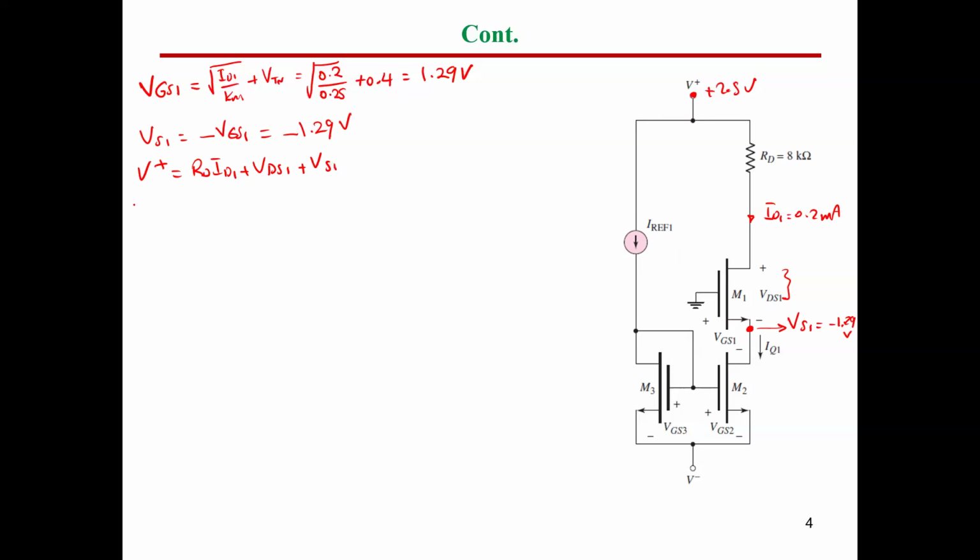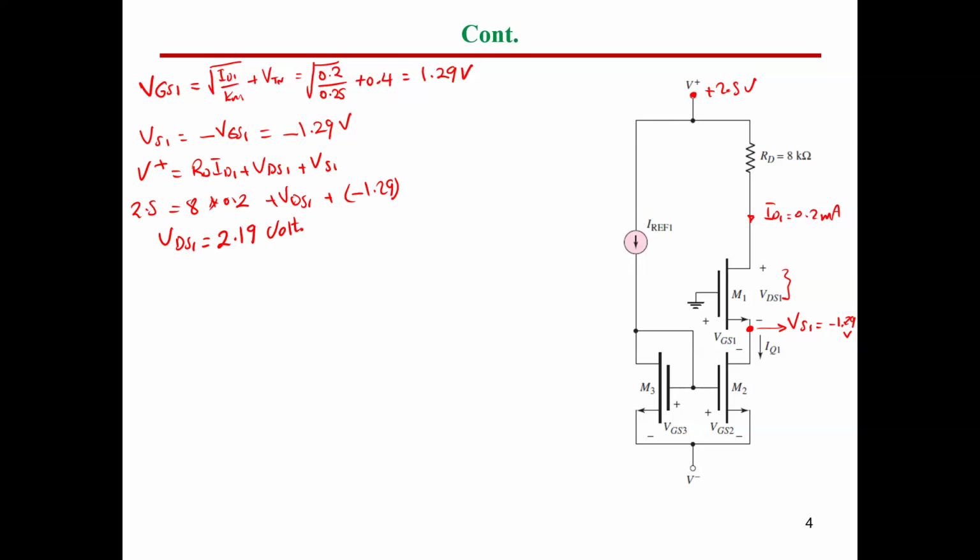Let's substitute here. So 2.5 equals 8 kilo ohm times 0.2 milliampere plus V drain to source 1 plus minus 1.29. So from here, guys, we can get V drain to source 1. If you calculate that, you will find that VDS1 equals 2.19 volt. So this is the drain to source.